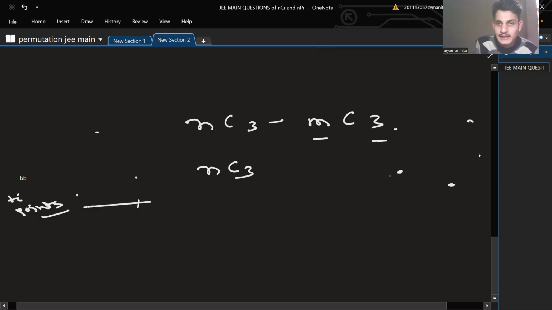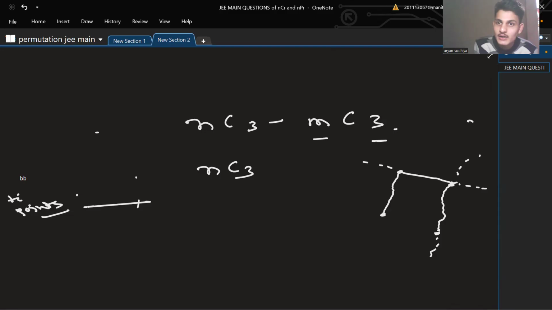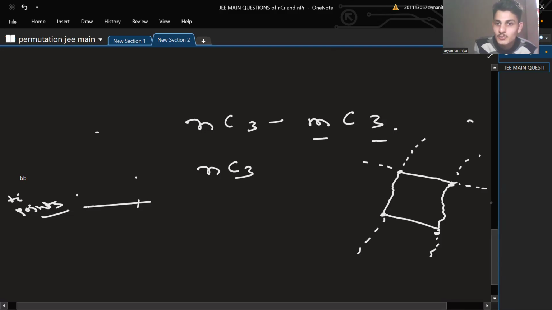Like if I have 4 points like this, in which none is collinear. These two are on the same line, but the other two are not on this line. In a similar manner, these two points are on the same line, but the other two points are not lying on this line. So no 3 points are lying on the same line. So there are no collinear points here. No 3 points are collinear.